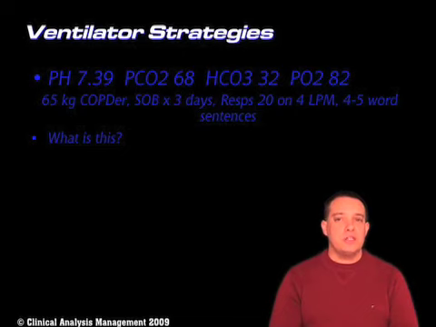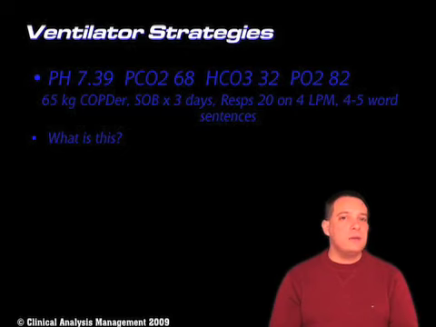So the question is, which number matches? So when we look at the CO2, it's 68. So is 68 acidotic, alkalotic, or normal? Well, we know that a CO2 of 68 is acidotic, so that matches. Now, what about when we look at the bicarb? We see the bicarb there is 32. Is that acidotic, alkalotic, or normal? Well, we know that a bicarb of 32 is alkalotic. So which one matches? Respiratory, right? So 7.39, 68, and 32, that would be an uncompensated respiratory acidosis.